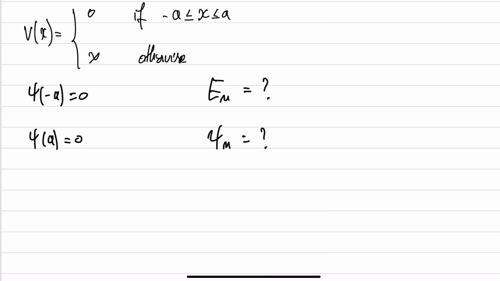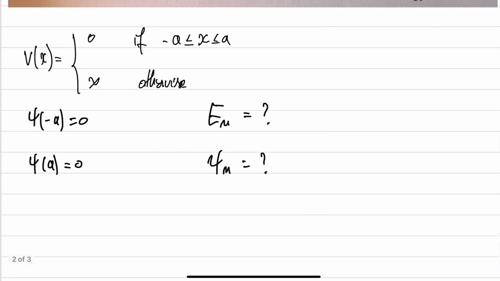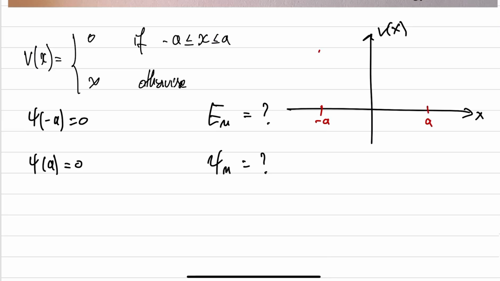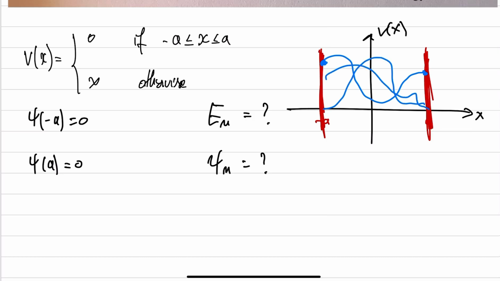normalized wave functions. A small sketch of the potential would be: here is V of x, here is x, here is minus a. So these are the walls, and whatever the wave function does, it starts here and it ends here. Actually this point should be here. So everything should start at minus a and end at a.